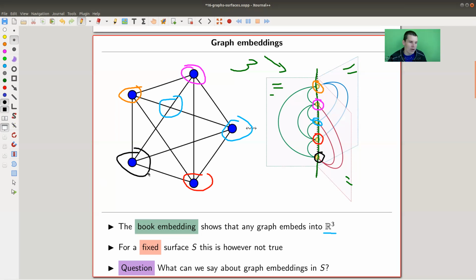But what about embeddings in R2? This is no longer true. So what about graph embeddings in a surface? For a general surface, it's already not true. A surface is 2-dimensional. It's one dimension fewer than our good old friend R3, and you clearly can't play this book trick anymore. So what about graph embeddings in surfaces? Can we say anything about them? And here comes an idea.